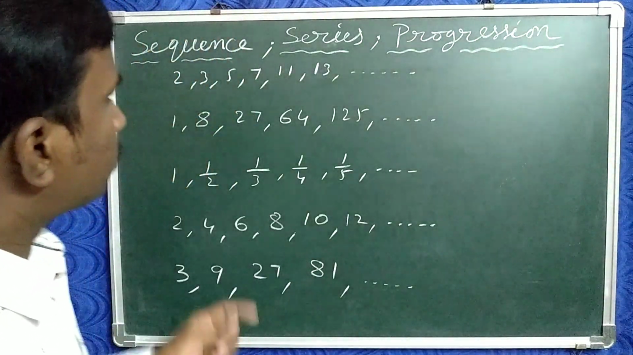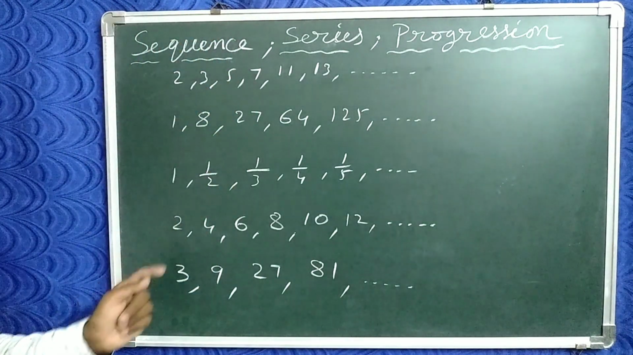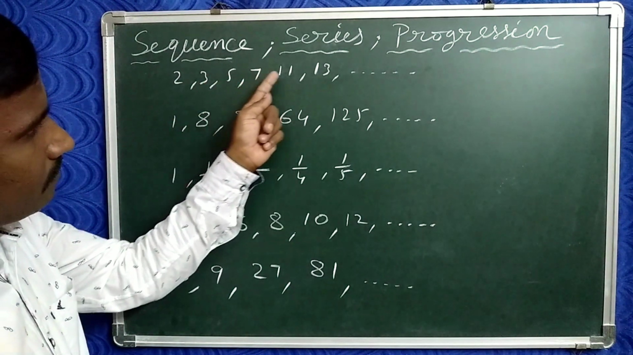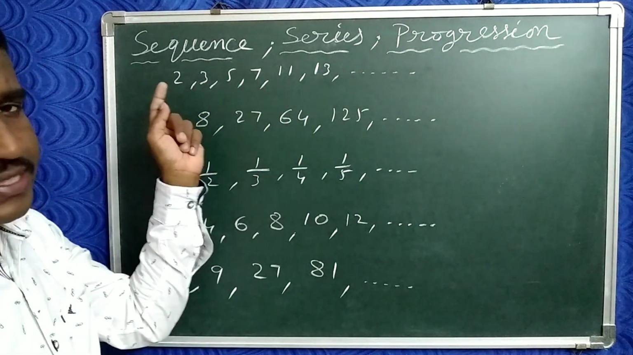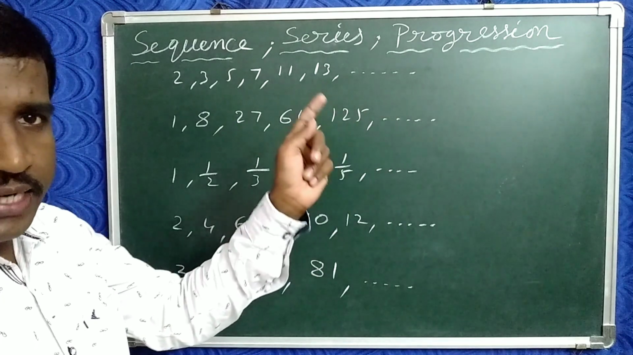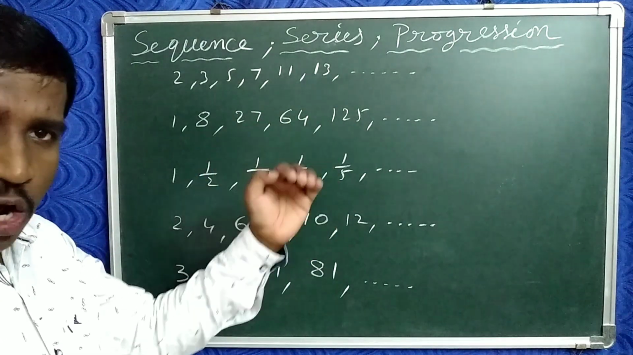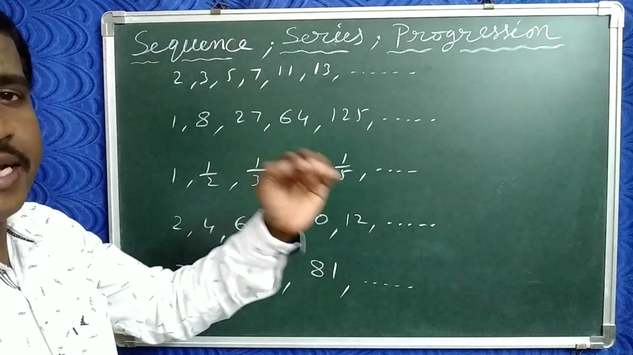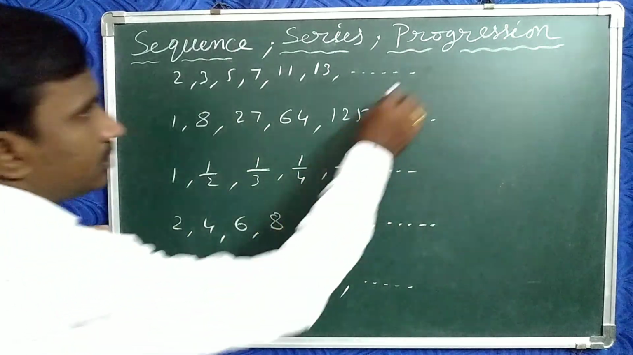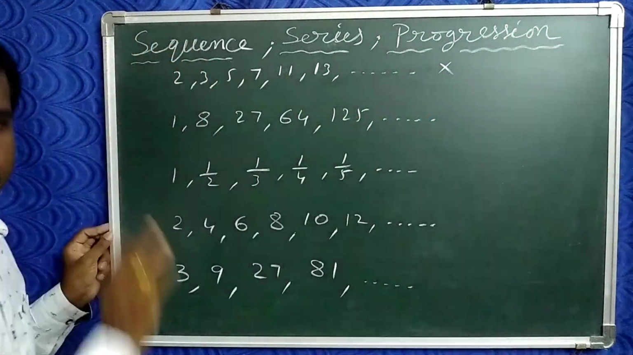Friends, now observe some arrangement of numbers. Here 2, 3, 5, 7, 11, 13. These are all prime numbers. That's why prime numbers cannot be expressed using any general form. That's why these are not sequences.